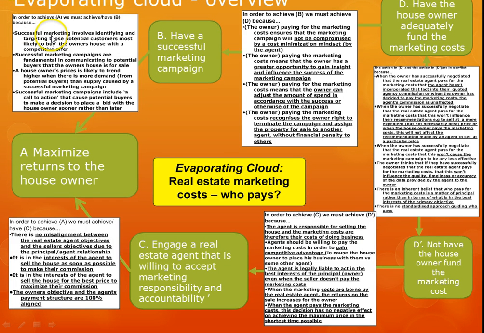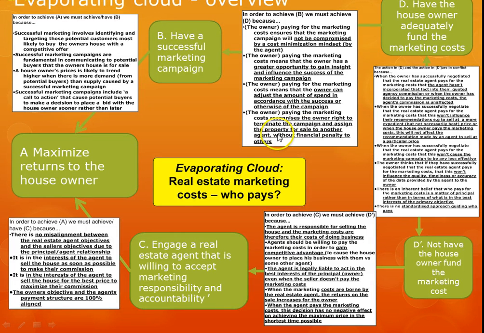So before we get into the ones that are invalid, I want to use one of the assumptions as an example of a valid assumption. If we look at the entity relationships between B and D, where we say in order to have a successful marketing campaign, we must have the house owner adequately fund the marketing costs, because the owner paying the marketing costs recognises the owner's right to terminate the campaign and assign the property for sale to another agent without financial penalty to others. So this assumption appears to be reasonably logical.